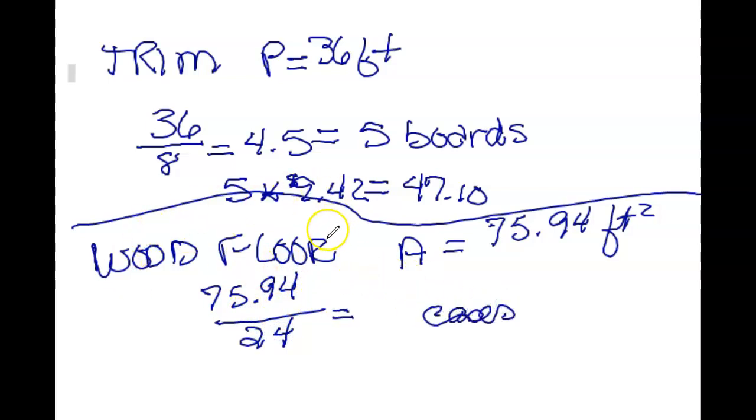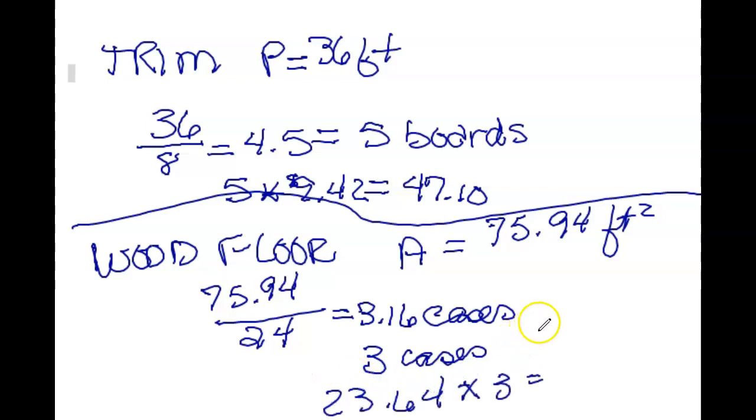So for any of them that are talking about wood floor, this is how you're going to do that. And if I calculate that, 75.94 divided by 24, I get 3.16 cases. And if I round this, I'm just going to go ahead and say it's 3 cases. Again, if I need any extra, it'll show up later in another calculation. So 3 cases is what I'm going to use. And they're $23.64 per case. And what I get is $70.92 if I were going to do this in wood floor.